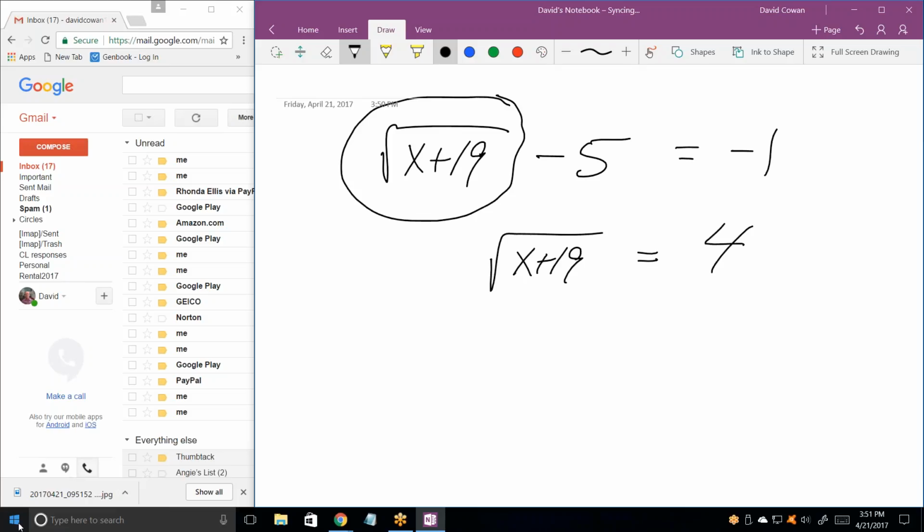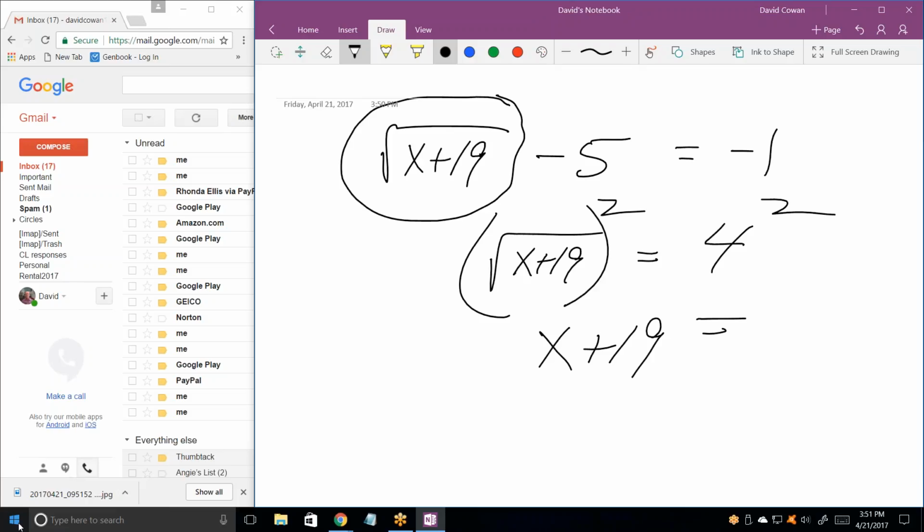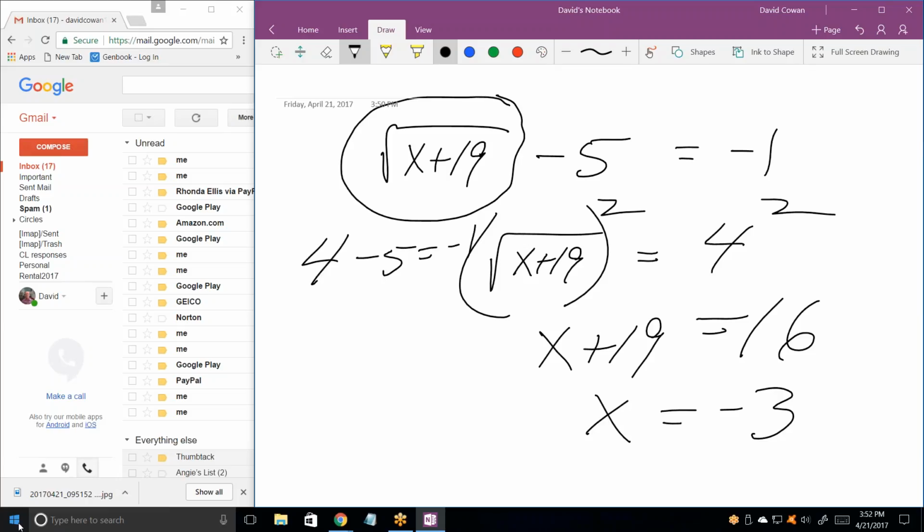Oh, yeah. Wait. Yep. Yeah, you're right. Okay, and now we square both sides. So that's 16. So x plus 19 equals 16, x equals minus 3. And now let's check that solution. If we substitute minus 3, then we get the square root of 16, which is 4 minus 5 equals minus 1. So that's what we got, and that works.